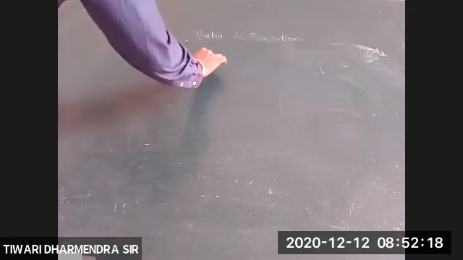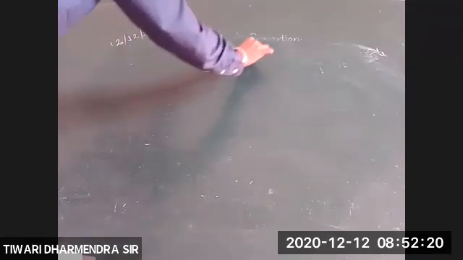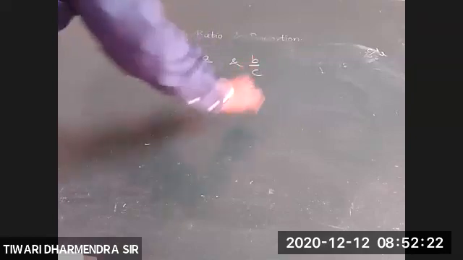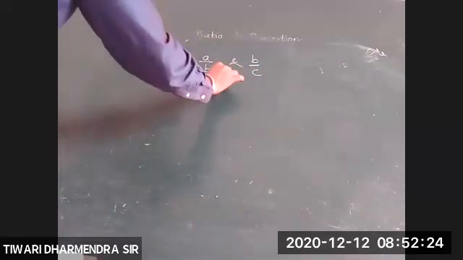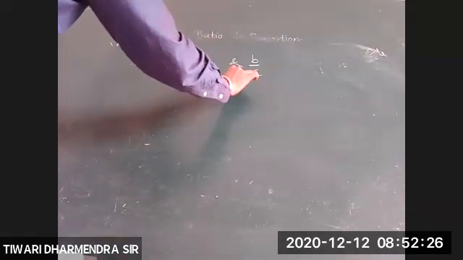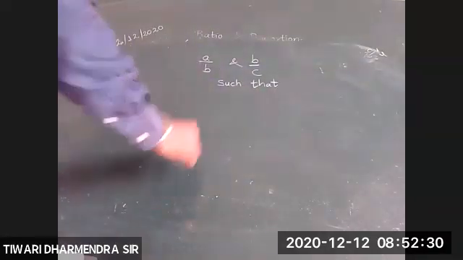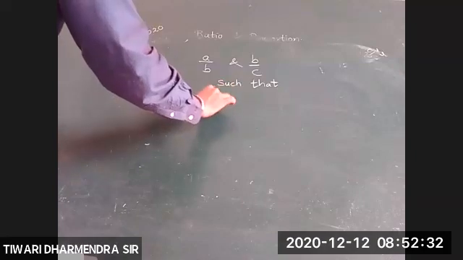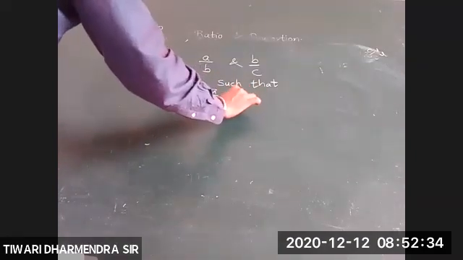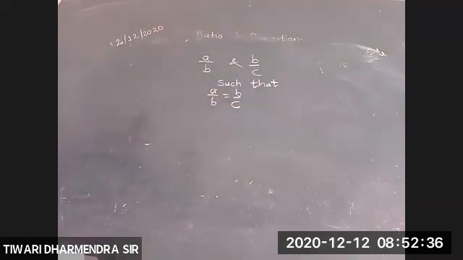say, we are having two ratios, A by B and B by C, such that A by B is equal to B by C. Then we are going to say this is in continued proportion.